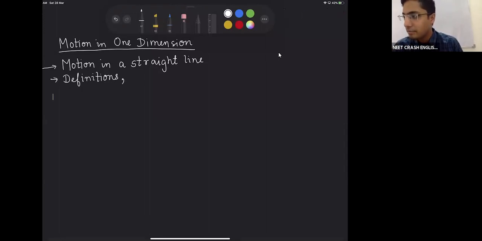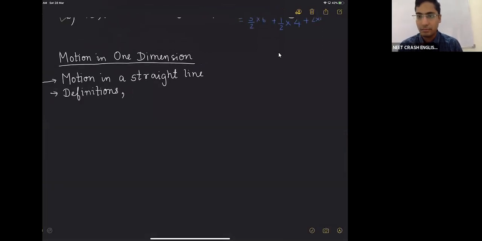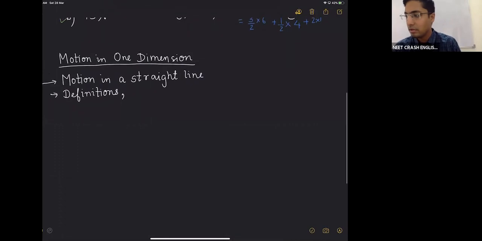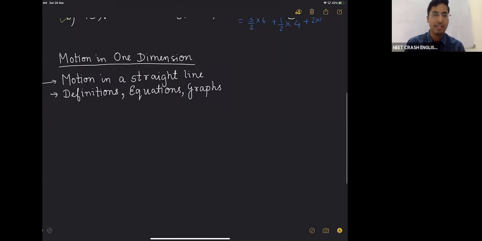Definitions, sorry. Then equations of motion, and then graphs. These are the three things that are important here. Let's start with the first thing, definitions.